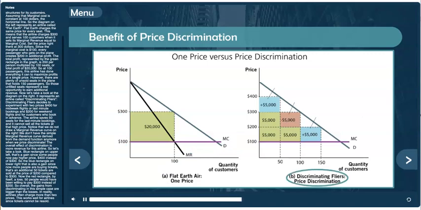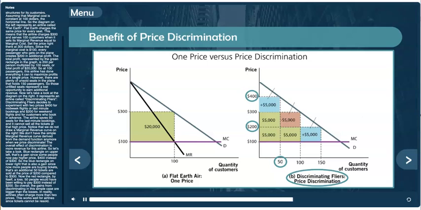Now let's take a look at the diagram on the right. It represents an airline called Discriminating Flyers. So discriminating flyers decides to experiment with two prices, $400 for midweek flights or last-minute bookings, and $200 for weekend flights and for customers who book in advance. The airline sells 50 seats for the last-minute booking, and it cannot sell all the tickets at that high price.